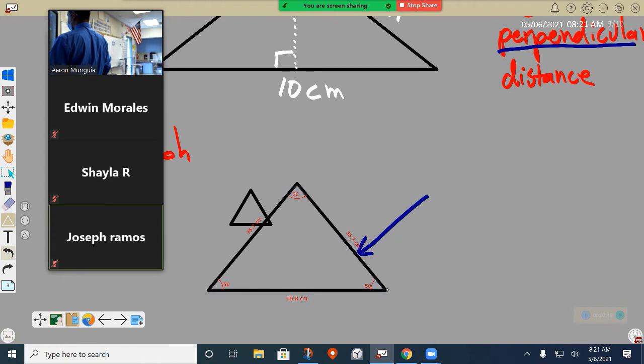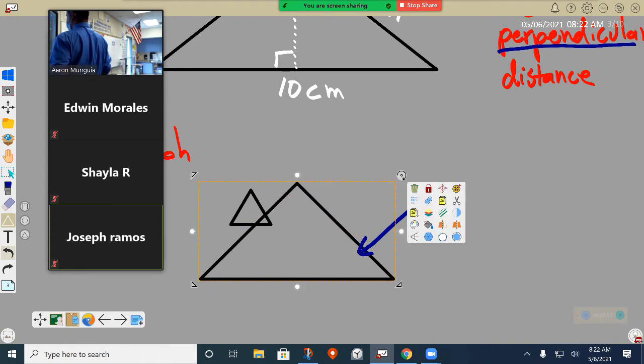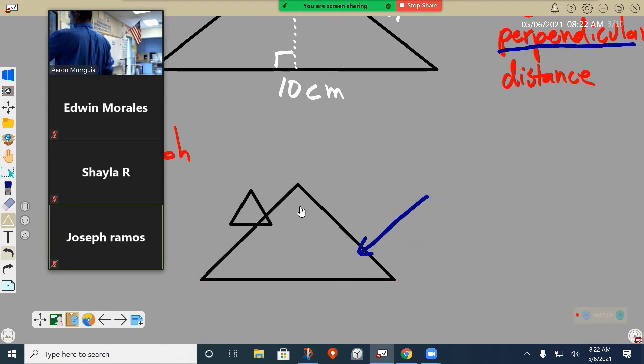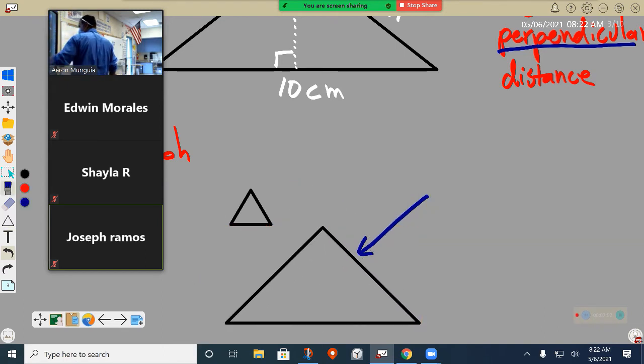Perpendicular means this. Watch. I'm going to make it exactly 90 degrees. Okay? So this angle was 90 degrees. And the universal symbol is a little box. That's what perpendicular means: when two lines intersect at 90 degrees.